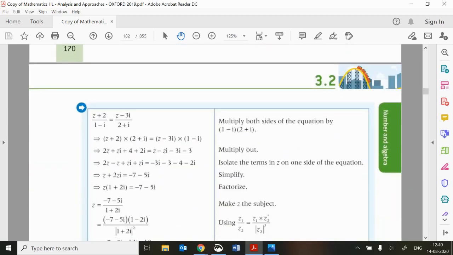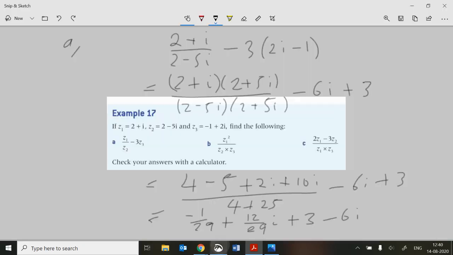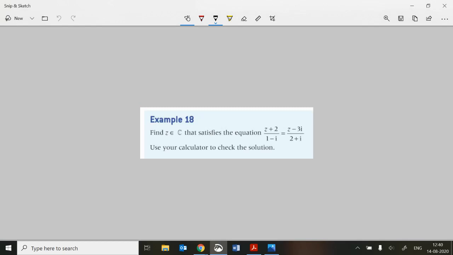Okay, and example 18, I believe, is our last one for 3G. So let's have a little look at this one. So example 18 says, find z belonging to C that satisfies this equation here. Now, this is kind of interesting because how do you set this one up? Do you go back to saying z is a plus bi and work with that, which is going to create a lot of working out here?